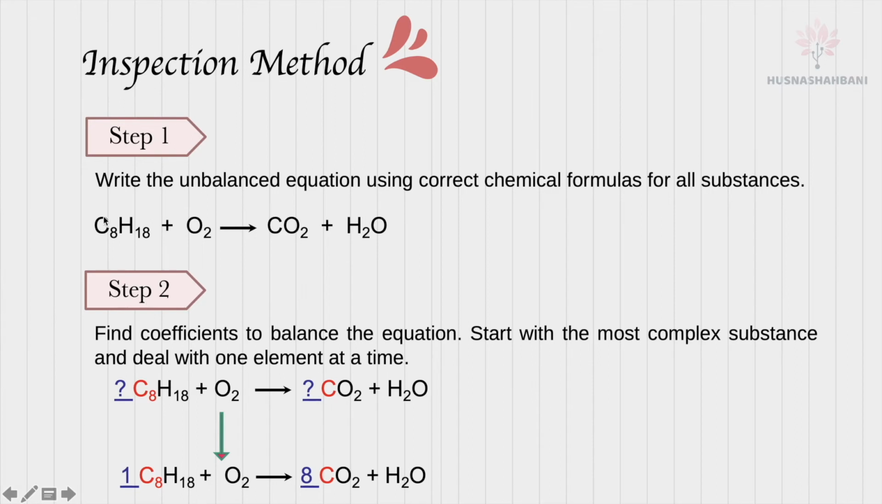So let's start with C8H18. This is the most complex compared to oxygen, carbon dioxide and water. On the left side, we have 8 carbon, and on the right side, you have 1 carbon only. So we put 8 at the carbon dioxide, put 8 here and 1, so it's balanced. 8 carbon on the left, 8 carbon on the right.